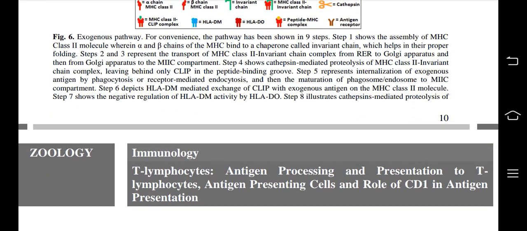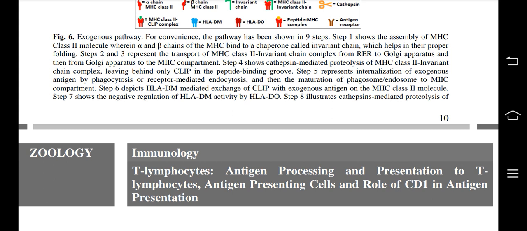For convenience, the exogenous pathway has been shown in 9 steps. Step 1 shows the assembly of MHC class II molecule, wherein alpha and beta chains of the MHC bind to a chaperone called invariant chain, which helps in their proper folding. Step 2 and 3 represent the transport of MHC class II invariant chain complex from ER to Golgi apparatus and then from Golgi apparatus to the MIIC compartment.